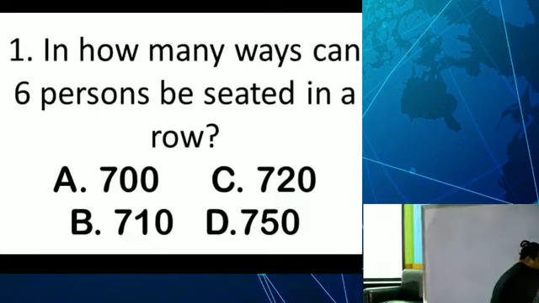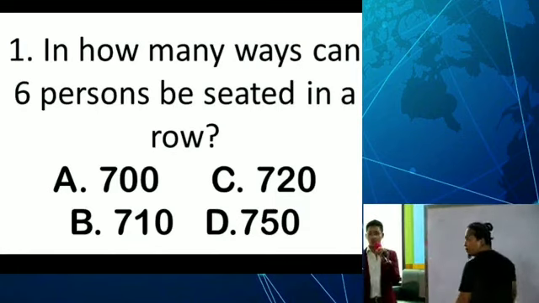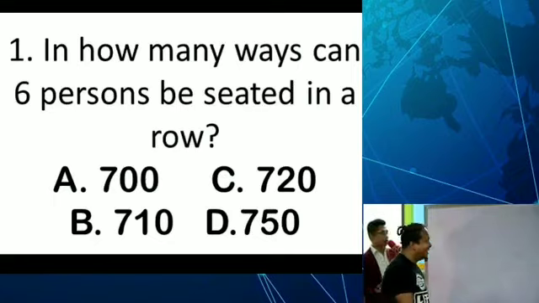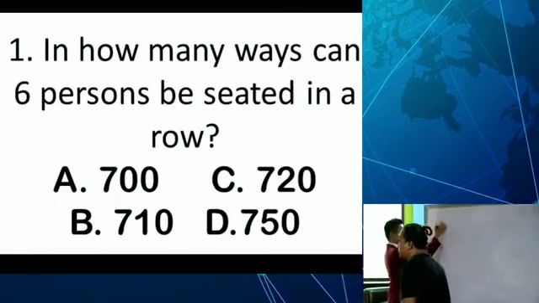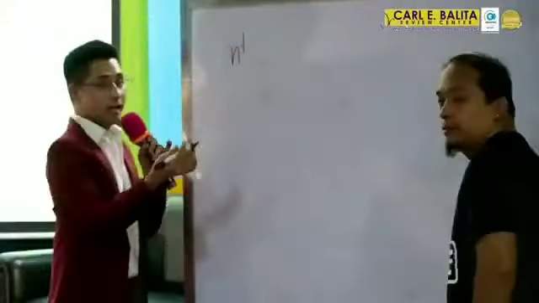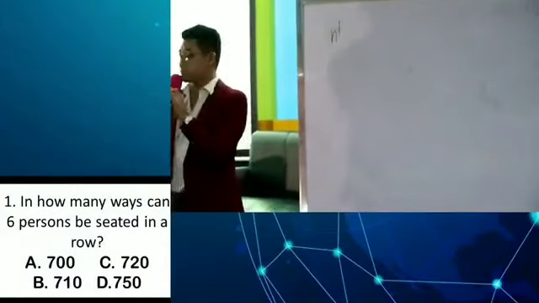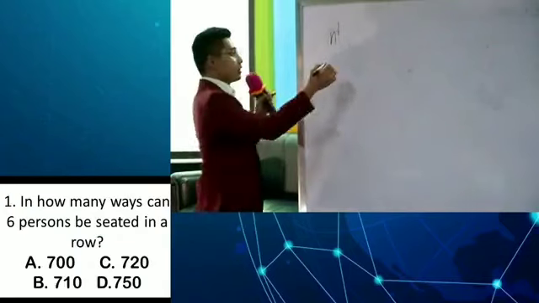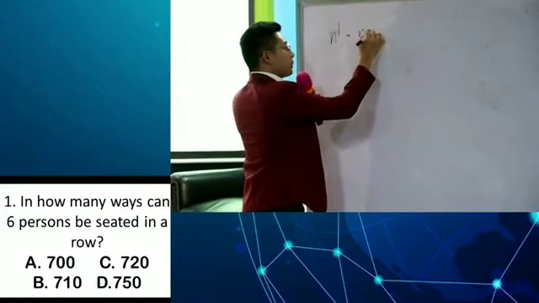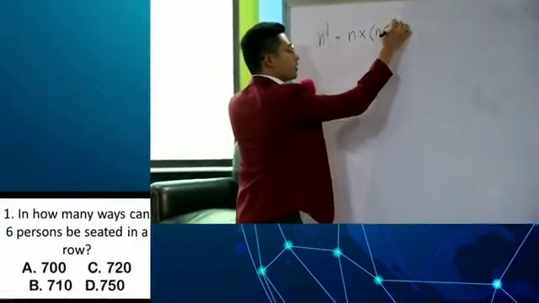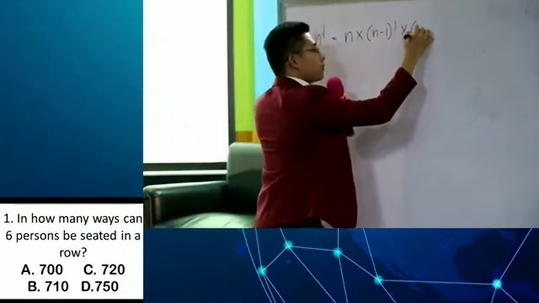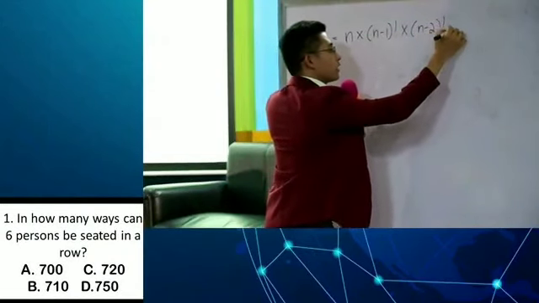So for this type of question, gagamit po kayo ng n factorial. Okay? So kung familiar kayo kay n factorial, ganito lang po siya ginagawa. So for n factorial, n is the total number of objects. But for this problem, that is the total number of persons. So n times n minus 1 factorial times n minus 2 factorial.